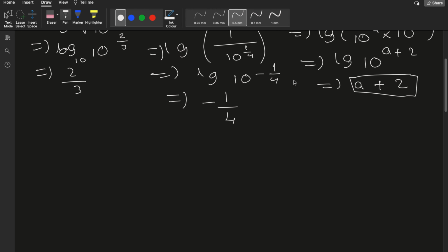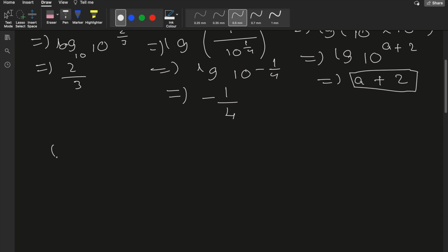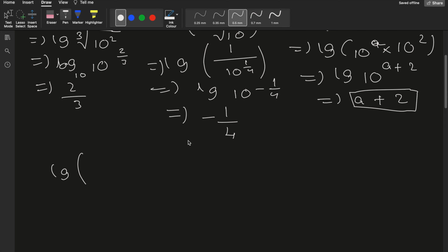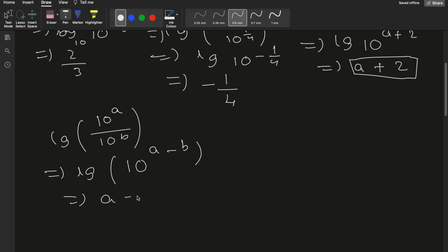Let's solve the last one. It is lg, log base 10, I think it was 10 to the power of a divided by 10 to the power of b. So we know that we could rewrite this as 10 to the power of a minus b. It is the rule that we learned. This would be simple. This equals a minus b. This is our final answer.